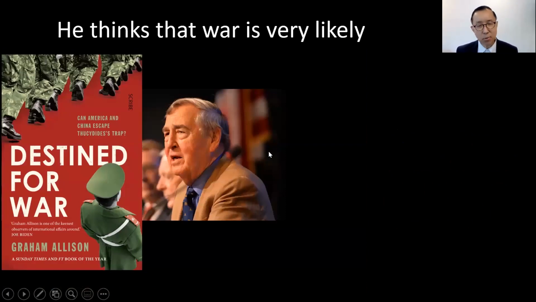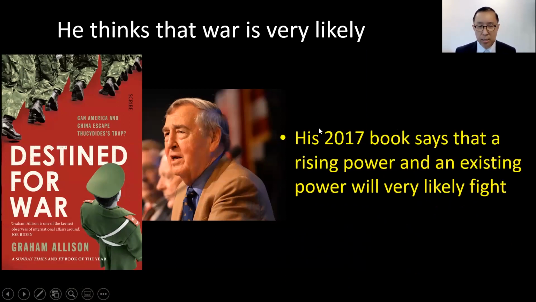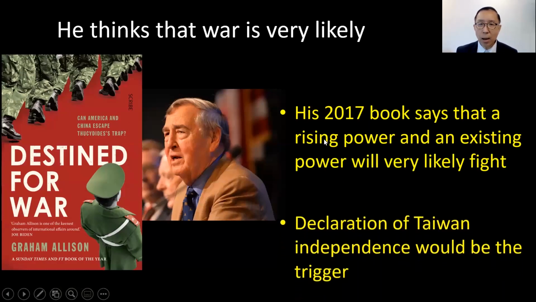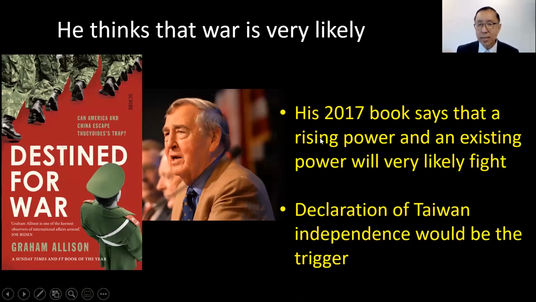Graham Allison wrote a famous book in 2017, whereby he said that looking at history, all rising powers and incumbent powers will usually fight it out. He based this on 500 years of European history, and he showed that a fight is likely. And he also said that Taiwan will be the flashpoint.